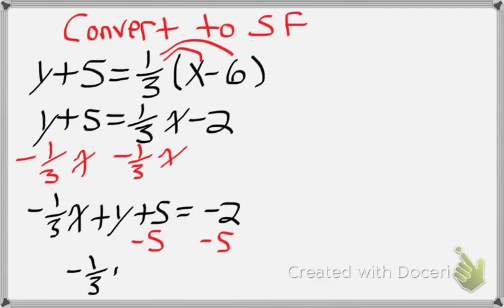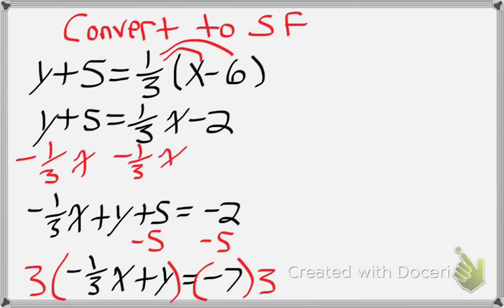And so you're going to have negative 1/3 x plus y equals negative 2 minus 5, which is negative 7. Now, this is standard form, but standard form is not allowed to have fractions. Standard form can only have integers. Negatives are okay, but I mostly care about getting rid of that fraction. To get rid of it, we look at the denominator. The denominator is a 3, so we multiply everything by 3. If you do that, you're going to end up with negative 1x plus 3y, and on the right side, negative 7 times 3, that's negative 21.